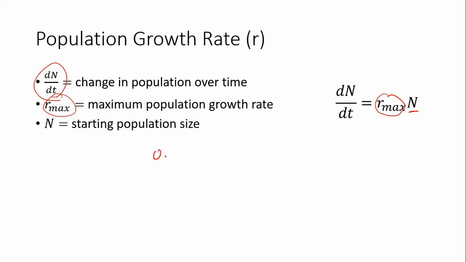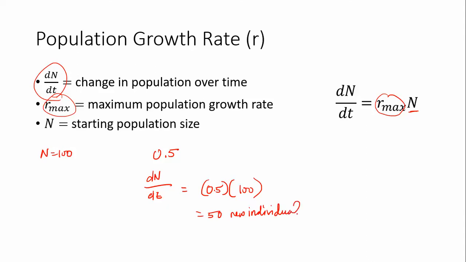So let's say your population growth rate was 0.5 and your starting population was 100. Your dN over dt would be 0.5, which is, by the way, a very high growth rate, times 100, which would be 50. That's 50 new individuals in the population. So to find out what the new population is, you would have to add that back to the original starting population. That just calculates how many you add or subtract from the population. Keep in mind, if your growth rate is negative, this number is negative, and your population is going to decrease.